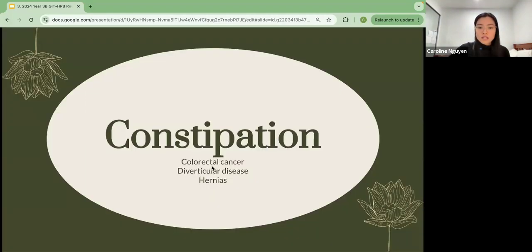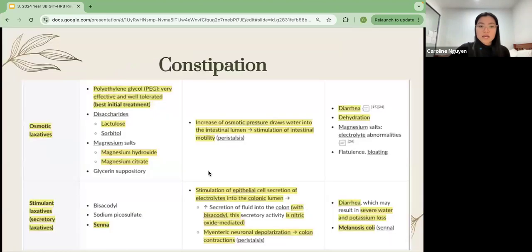Constipation. So we've covered these two. We haven't covered hernias yet. On constipation, also on the wards, a quick note: you might see polyethylene glycol. That is the best initial treatment, and that's an osmotic laxative, which means it draws water into the lumen. And then senna, which you see on the wards, like docusate and senna, that's different. That secretes electrolytes into the lumen, and then water will follow with it. The problem with these is that they can cause diarrhea.